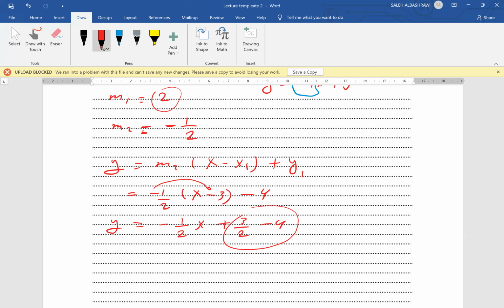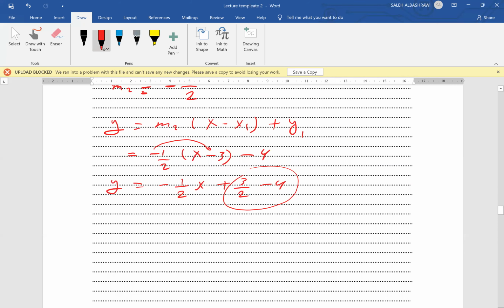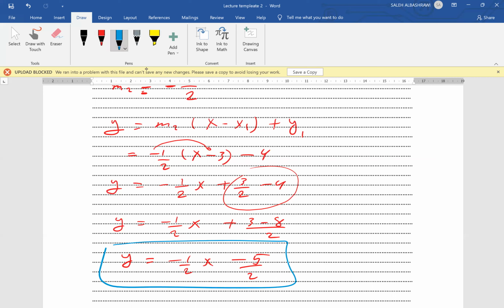Now combine these together because these are constants. I will have y equals minus 1/2 x plus (3 minus 8) over 2. I will have y equals minus 1/2 x minus 5 over 2. This is the required equation.